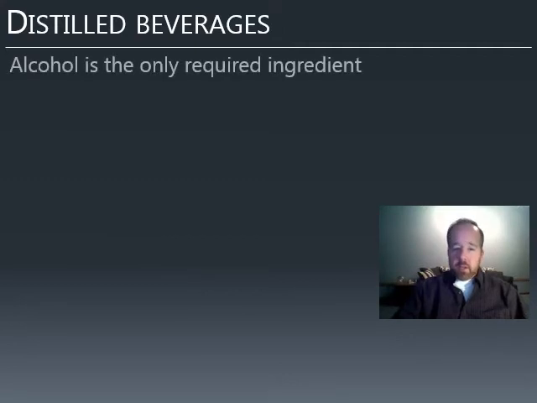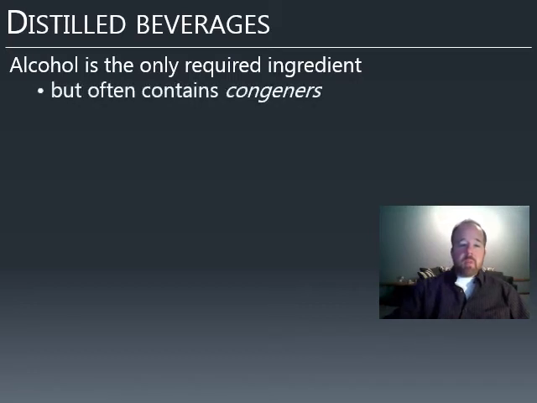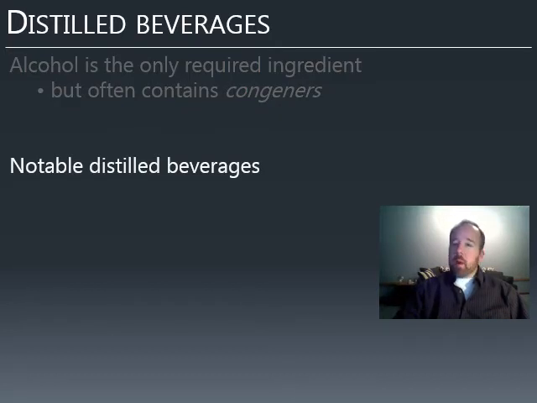So for distilled beverages, there's a huge variety in what goes into distilled beverages. Really, alcohol is the only ingredient that has to be in there. So these beverages often contain congeners, which is just a way of saying other molecules, oils, and other types of alcohol that are present in the beverage that are not ethanol. And this is often what gives different distilled beverages their distinct flavor and their distinct odor. So there are a bunch of these.